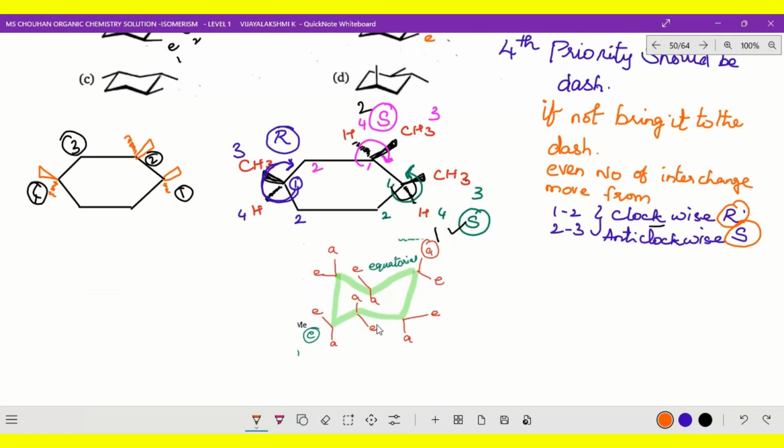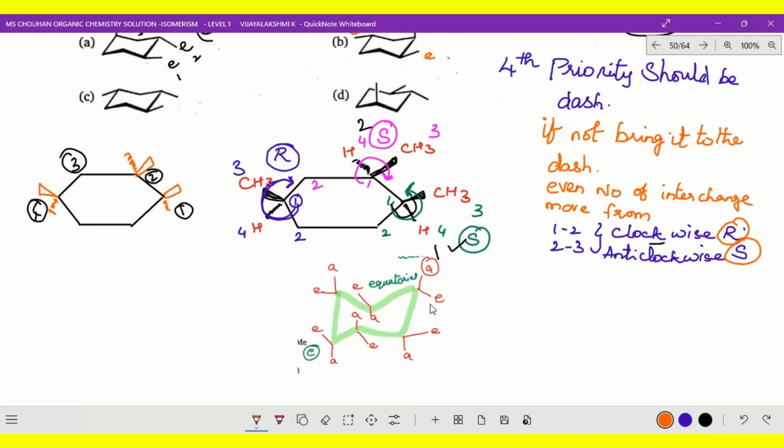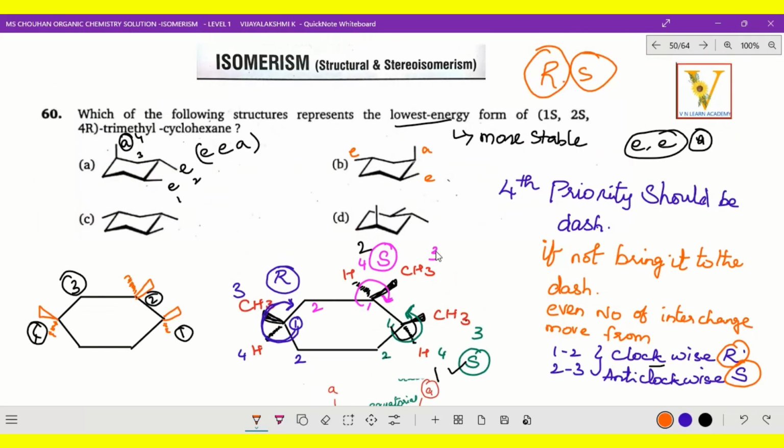In the previous question we have checked this. This is axial, equatorial, axial, equatorial, and equatorial, axial. I bring this picture for you. So this is equatorial, and on the opposite side equatorial and axial. This will not be more stable. Why? Because equatorial and axial is considered more stable, and the other has axial also present. Okay, now the next one.